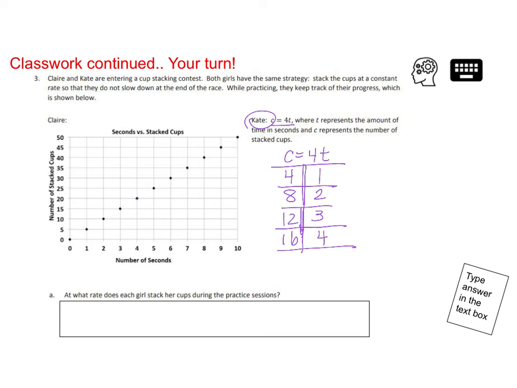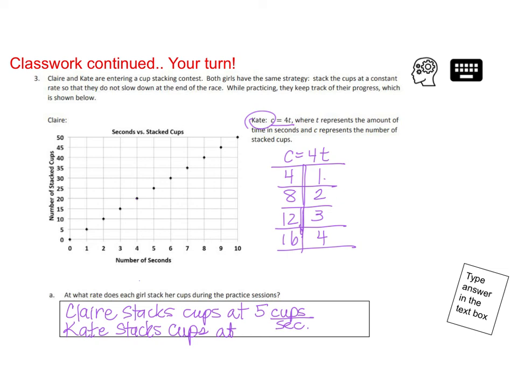So at what rate does each girl stack her cups during the practice sessions? So we can say Claire stacks cups at 5 cups per second. Okay, and then Kate, I'll write it right here. Kate stacks cups at 4 cups per second. Got it. Okay, so we've got that data.